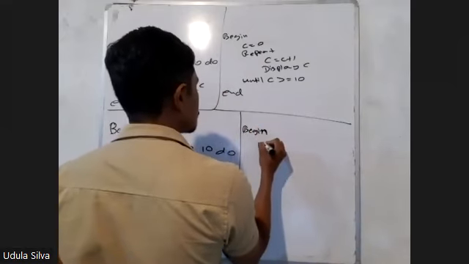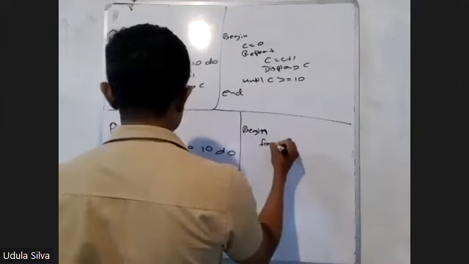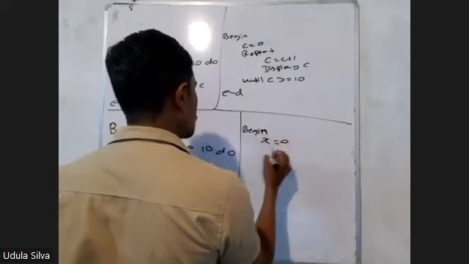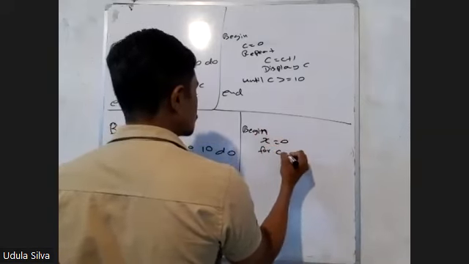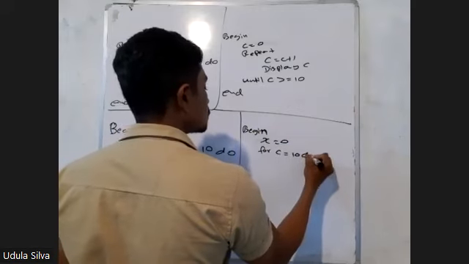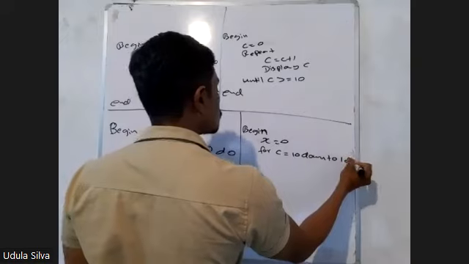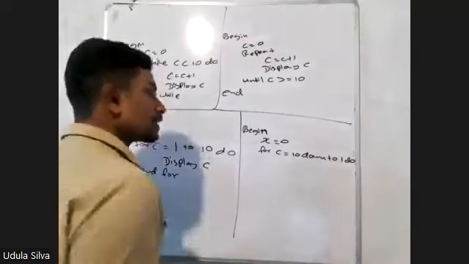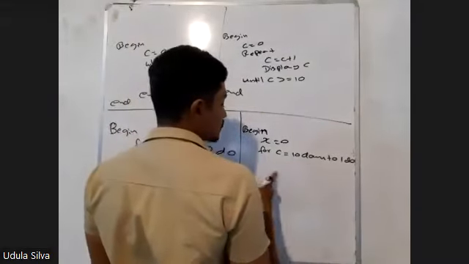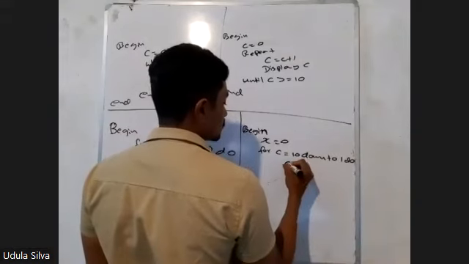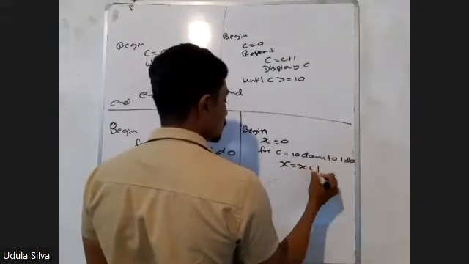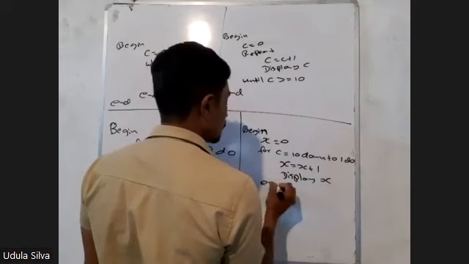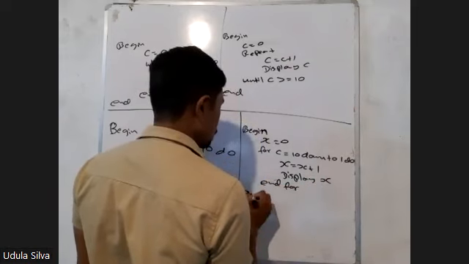Begin. Before that, take a separate variable, say x. x equals 0. For C equal 10 down to 1, do. Now the C goes from 10 to 1, which means this repeats 10 times. Each time C repeats, add 1 to x: x equals x plus 1, and display x. End the for loop and end the program.